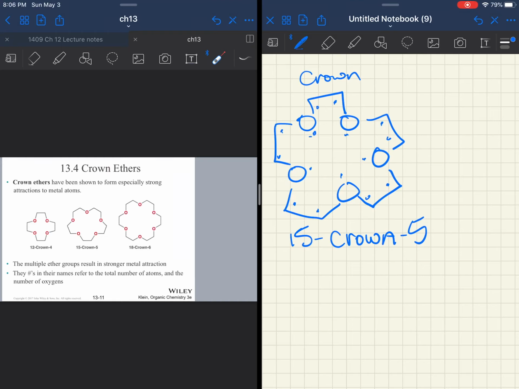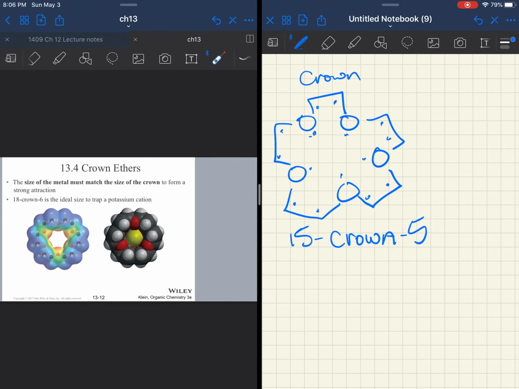These are really interesting. You've got all of this electron density right at the center of the ring, right? You can see that here in this electrostatic potential map. And it can attract a cation, and it's just this perfect scenario where a cation of a certain size would get trapped in there, which can be really useful for solubility purposes. The different crown ethers have a different pocket size. So for instance, 18-crown-6 is perfect for potassium.